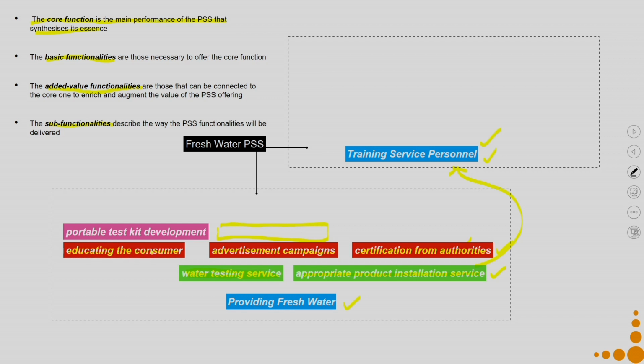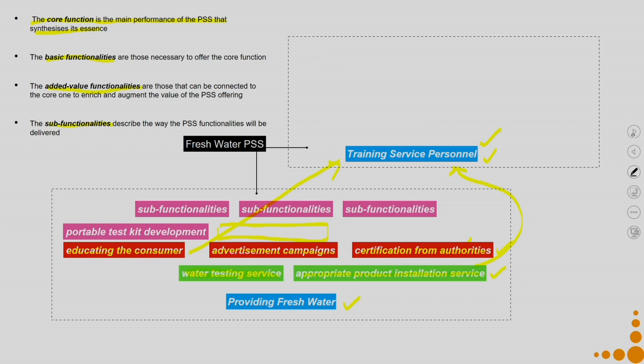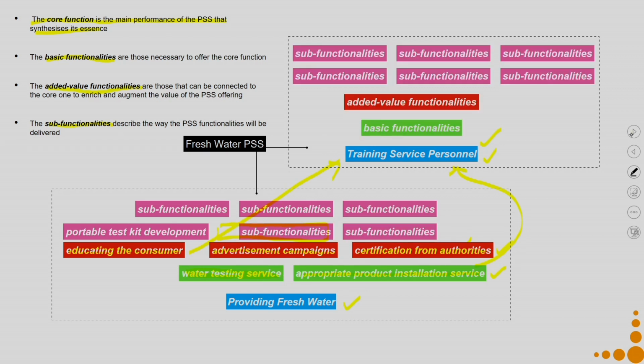For educating the consumer, how do I educate my consumers? So, I have to understand the proper channels. Is my advertisement campaign going to be the only one, or am I going to train my service professionals in a manner that they are capable of educating the consumers? So, you can add as many sub functionalities as required, and we will follow the same journey for our training service personnel. Identify basic functionalities, added value functionalities, sub functionalities, and we create our offering diagram.